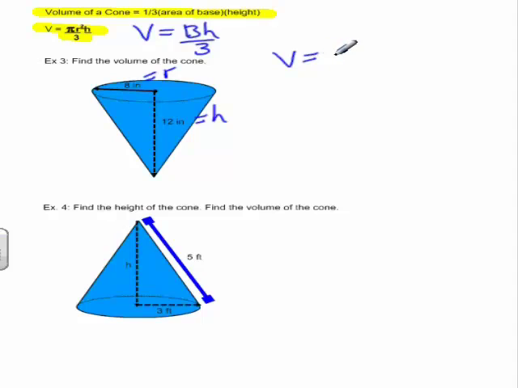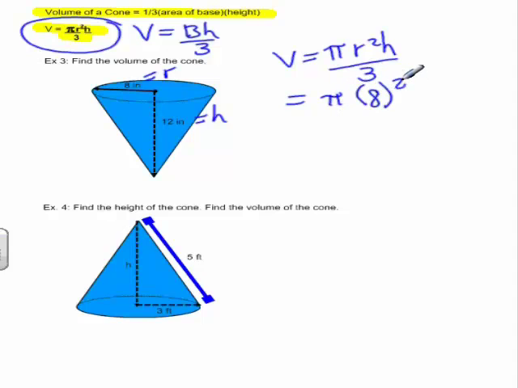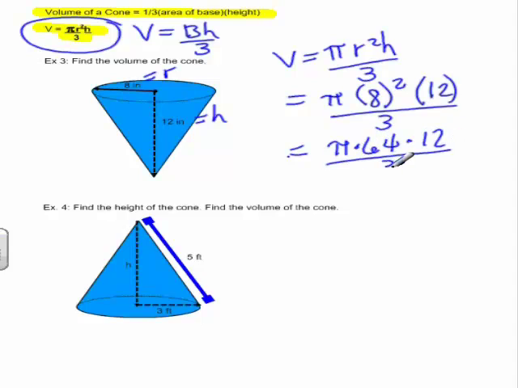So volume is equal to pi r squared h divided by 3. That's our formula. Do we have those pieces? We have r and h, so we should be good to go. So it is pi times r, which is 8, and we're going to square it because that's what our formula says to do, times 12, which is our height, divided by 3. Leave your answer in terms of pi, that will be fine. If we square the 8, we have 64. So it's pi times 64 times 12 divided by 3.